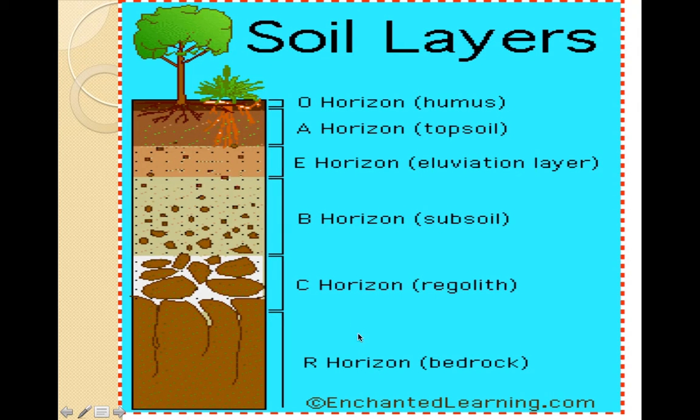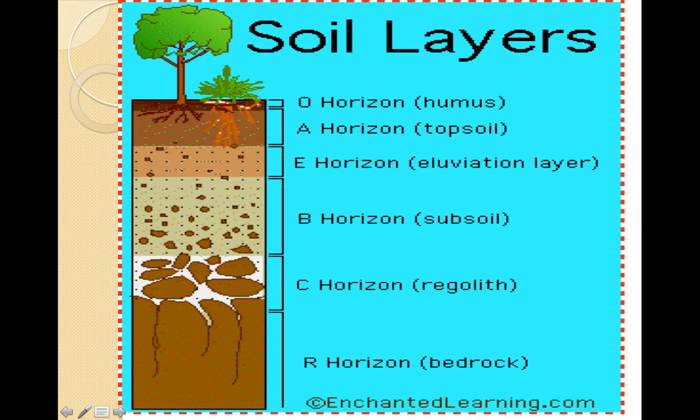Or if I look at this one, it goes more in depth. In between A and B is the E horizon, the eluviation layer, and that is where you're going to find a little bit lighter coloration from the topsoil, but you will find particles and bits from where the parent material is located.